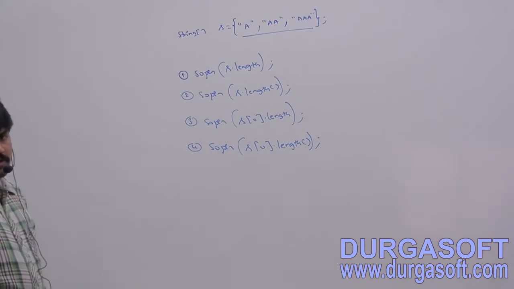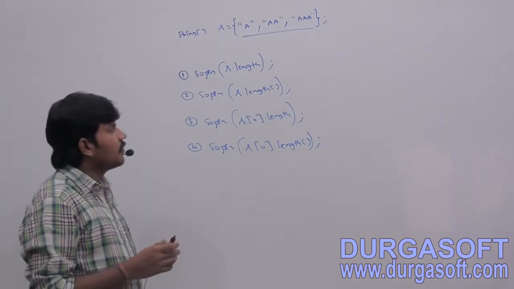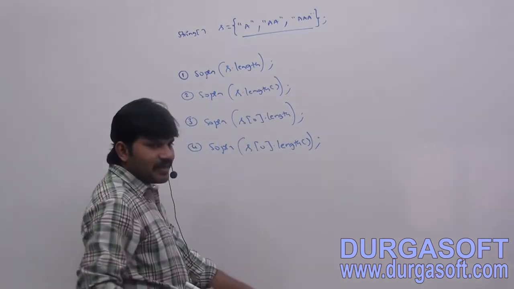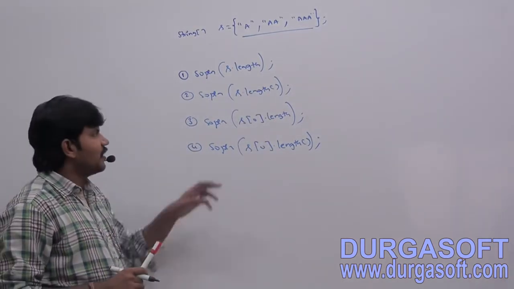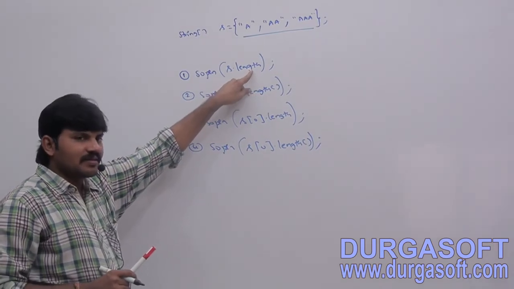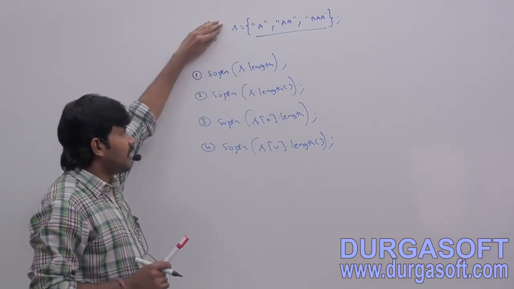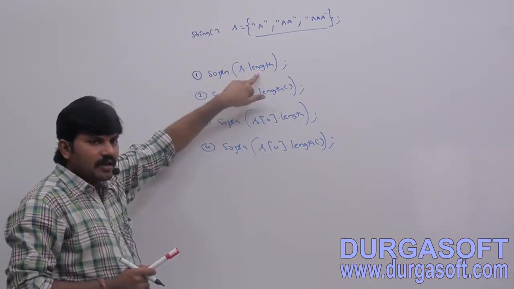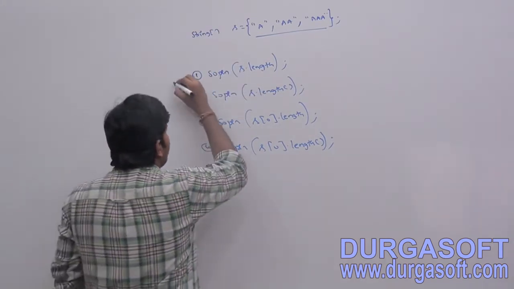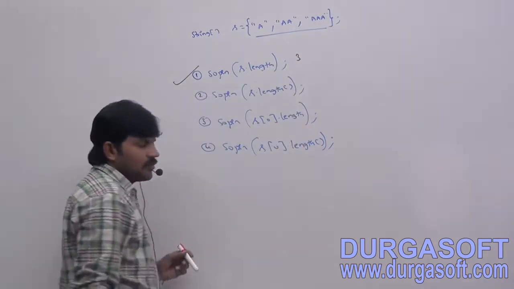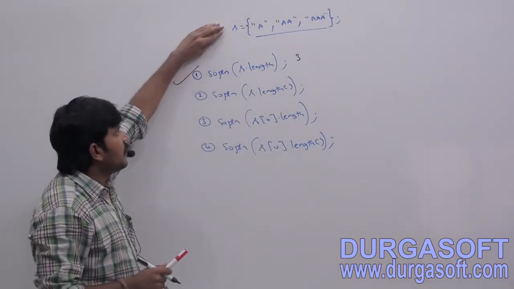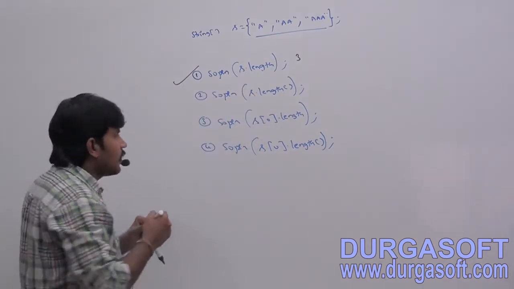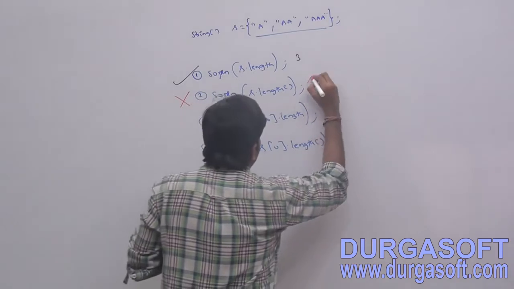Among these, which are valid, which are invalid, and what output are we going to get? s.length, valid or not? Valid. s is a string array. For an array, is the length variable applicable? Yes. Then the answer is 3, because 3 elements are there. s.length(): for an array, is the length method applicable? Not applicable. Immediately we get a compile time error.